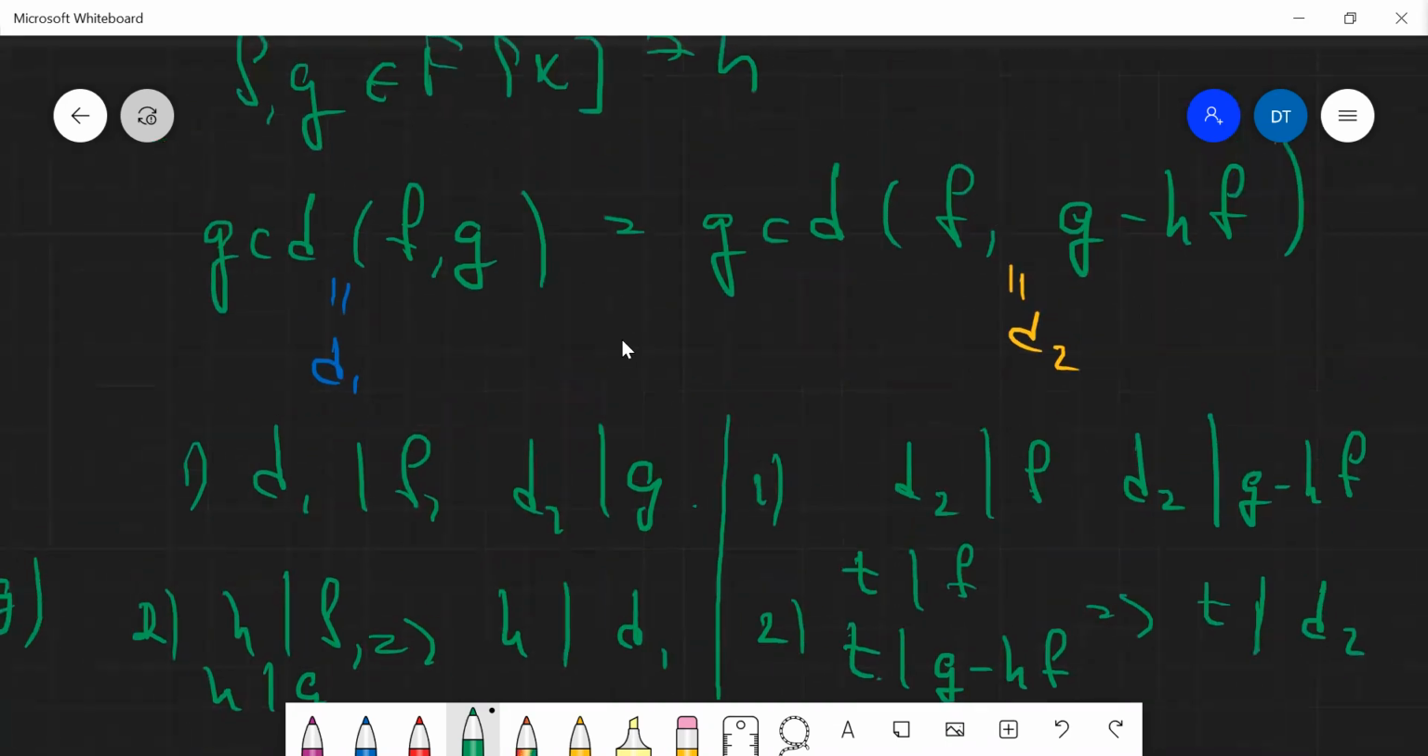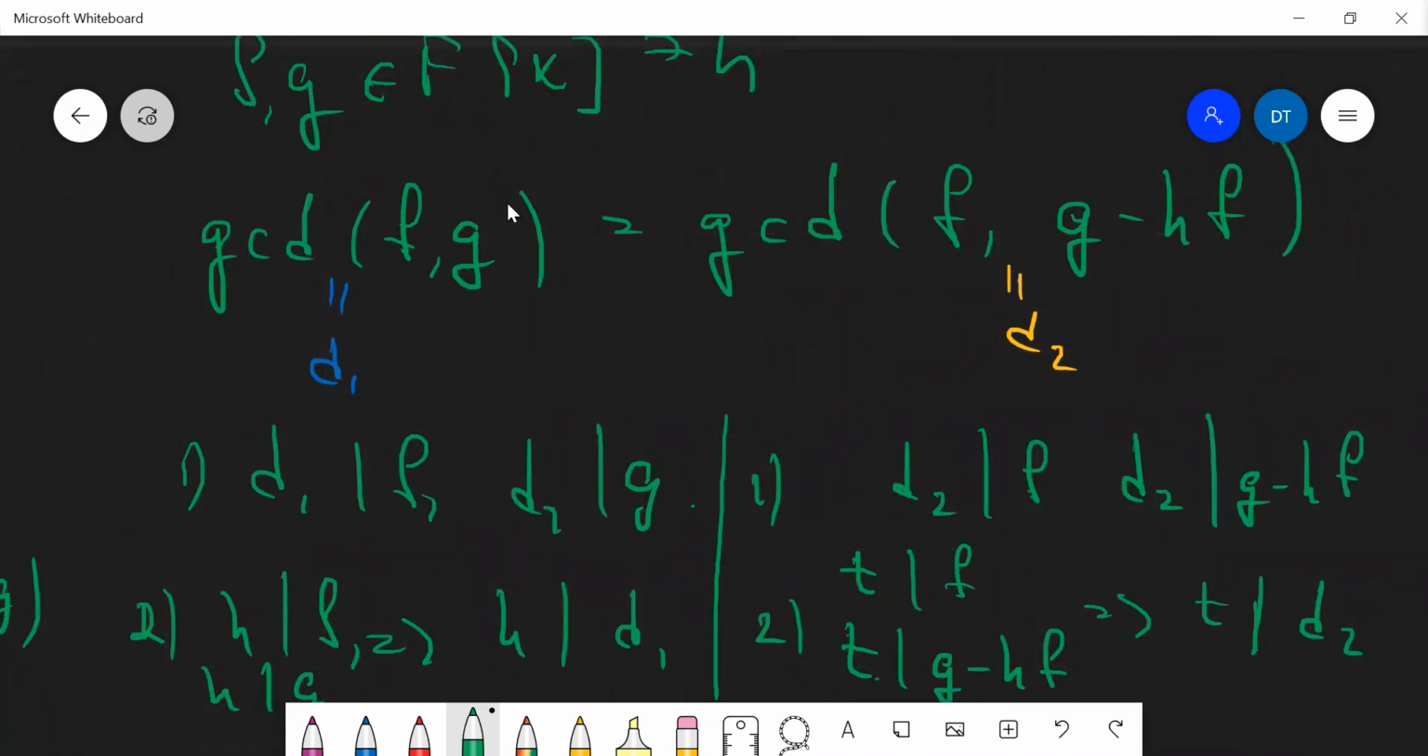Roughly speaking, what does this mean? Let me explain the idea of what's going to happen now. I want to consider all divisors of f and g, and this will be one set. Then another set will be the set of all divisors of this pair. If these two sets are the same, then the greatest elements of these sets with respect to division are also the same. So then the greatest common divisors are the same.